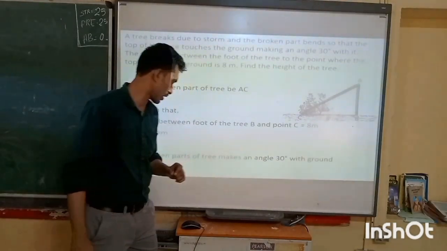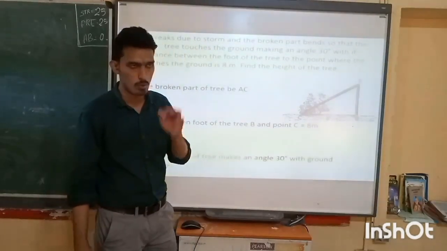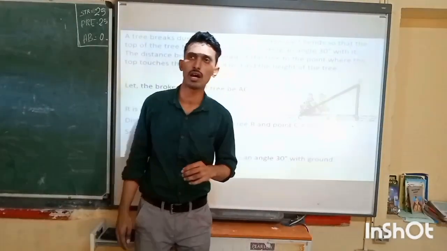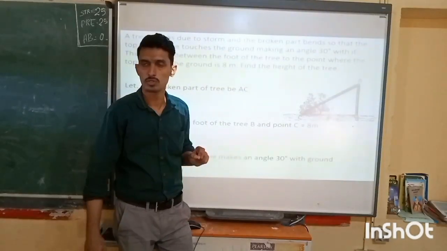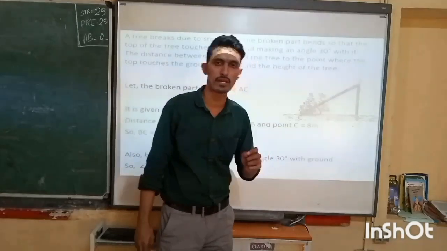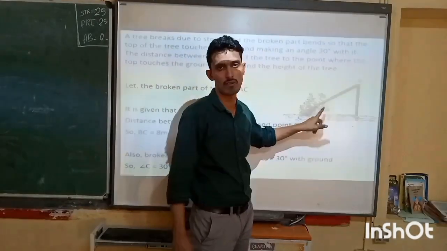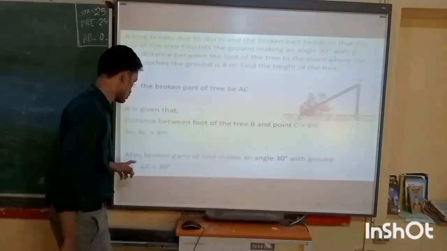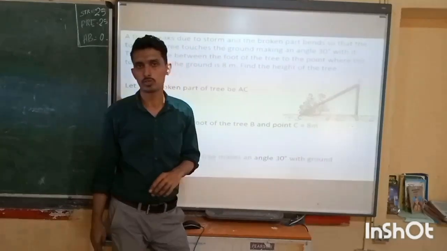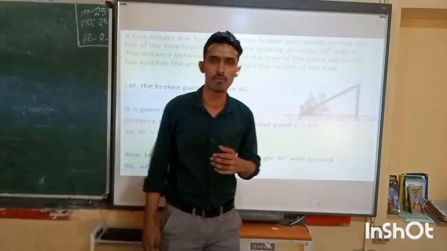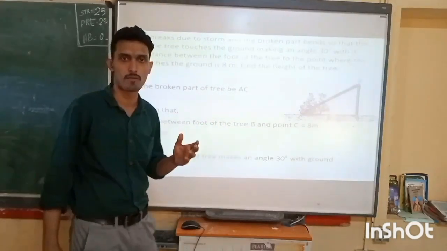Also, the broken part of the tree makes an angle of 30 degrees with the ground. This is most important. We are mentioning an angle in this step, which is given in the question. So this 30 degree can be taken as the angle of elevation, right? So this is the 30 degree angle which is formed here, with the ground level. This is what we can see from this figure.